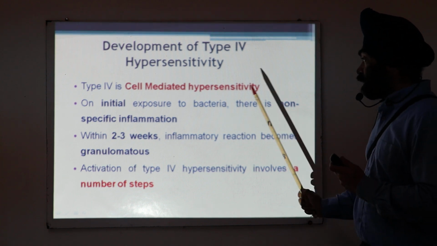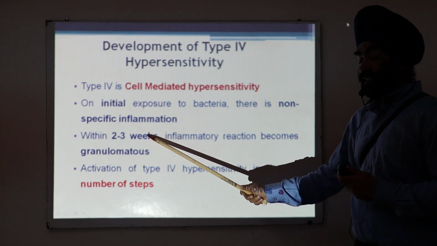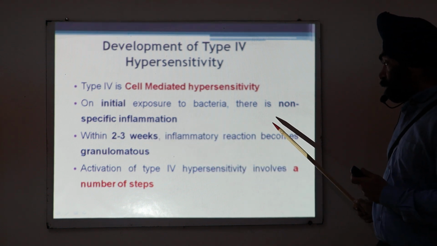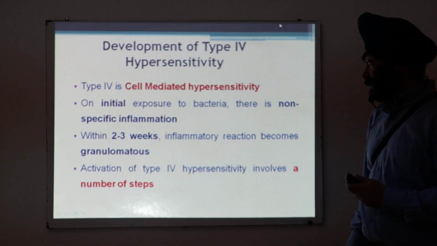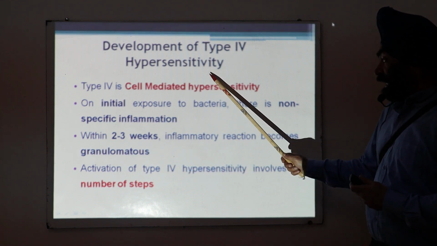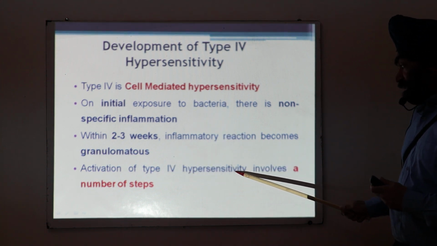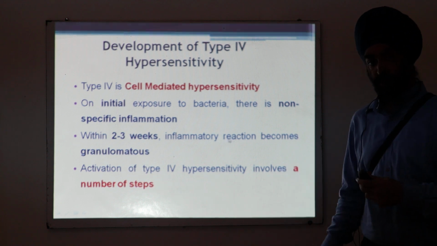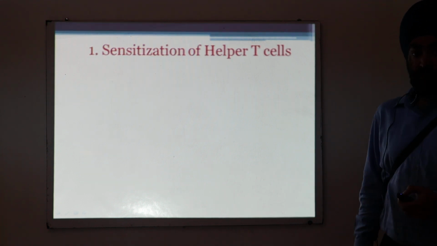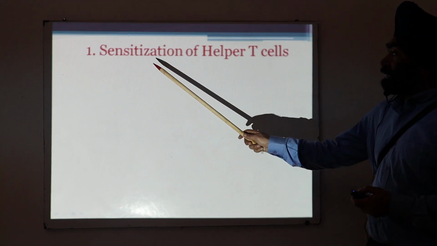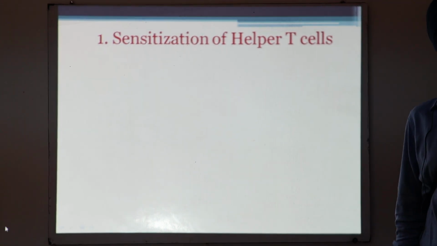So we say there is a non-specific inflammation, but within 2 to 3 weeks, this inflammation becomes much more specific and it becomes a granulomatous inflammation. And we can say there is an activation of the type 4 hypersensitivity. In this type 4 hypersensitivity, there are a number of steps, so we'll study these steps one by one. Now first, coming to the first heading, sensitization of helper T cell. I will show this with the help of a figure.